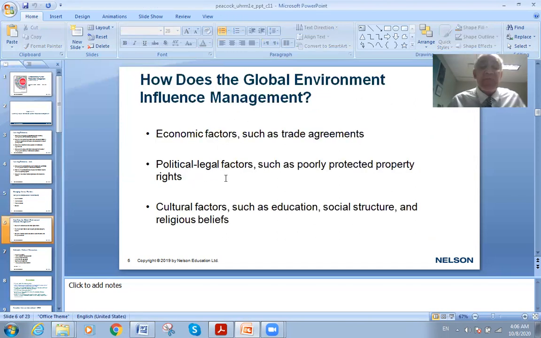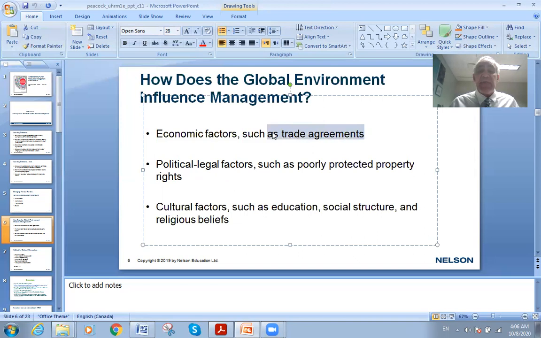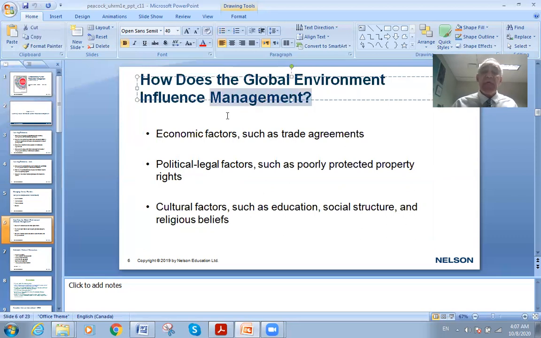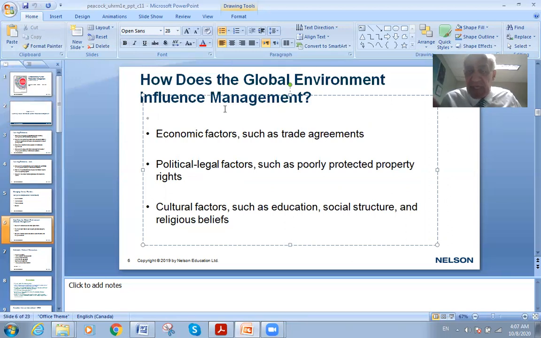How does the global environment influence management? Economic factors such as trade agreements, the customs and duties between countries, GATT, which you heard about before, and the economic agreements between countries, the coalitions, the cartels, all those, and how free the trade is. Political and legal factors also affect, like we said before. Yes, the global environment influences management, and therefore it will influence human resource management as well.